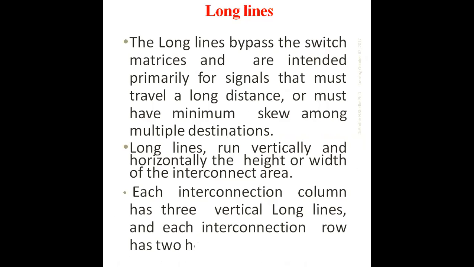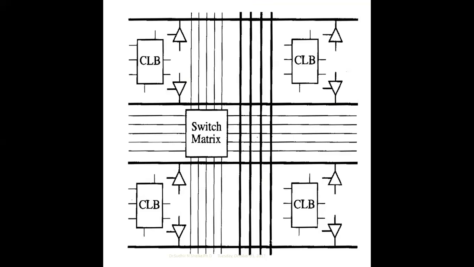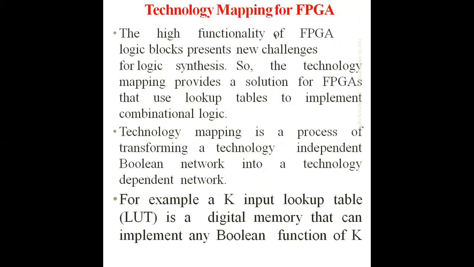In the long line, each interconnect column has 3 vertical lines and two horizontal lines, or two vertical and three horizontal lines. Long lines are there as indicated. Between two CLBs, two vertical and three horizontal lines are there in the long line.